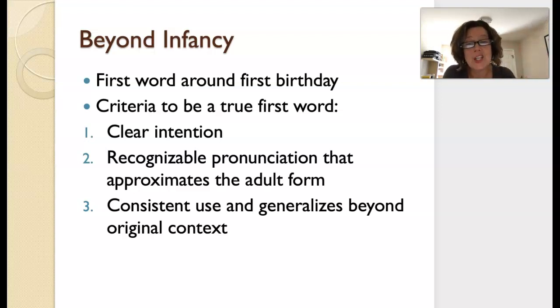It has to be a recognizable pronunciation that approximates the adult form. So if only you as the parent can understand the child, probably they are still just figuring out the language, but they haven't actually spoken words yet. So if I come in as the aunt that hasn't seen the baby for 2 or 3 weeks and I can figure it out, that's probably their first word. And then consistent use and generalizes beyond the original context. So they now can use it all the time, and they might start to say, okay, juice, I will point to that, but I know that it's orange juice, apple juice, grapefruit juice, but now I can say juice for all of it because I'm starting to realize all of that is juice.